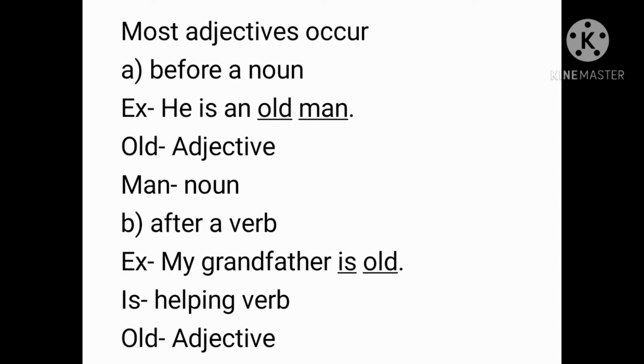Do you see that there is no noun after the word old, right? After the adjective there is no noun. It just sits after the helping verb, right? After the verb. Now, there are special names for these adjectives, the adjectives that occur before a noun and after a verb.